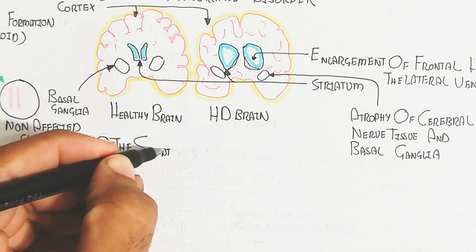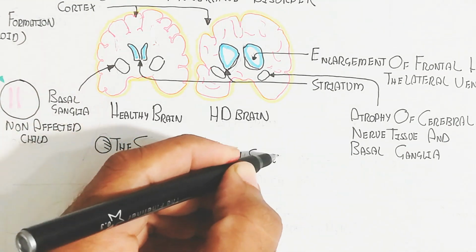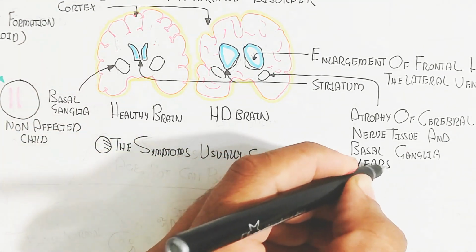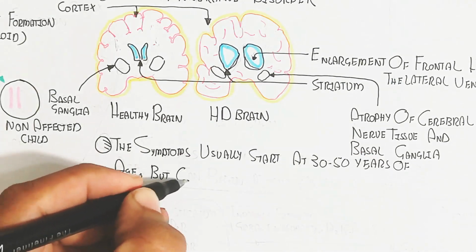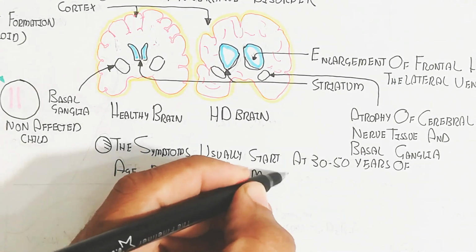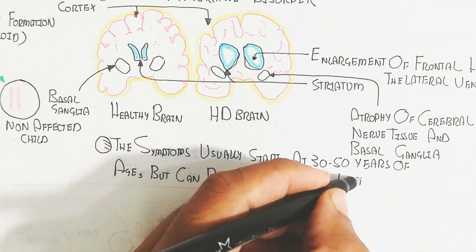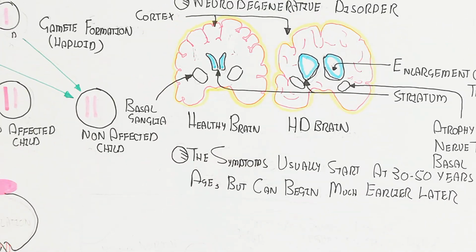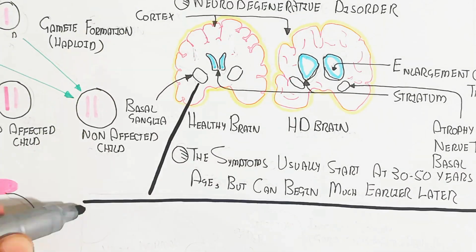The symptoms usually start at 30 to 50 years of age, but can begin much earlier or later. Let's understand the normal function for muscle movement, normal voluntary movement. So how is it possible?